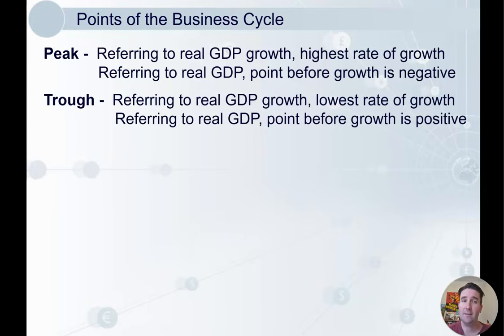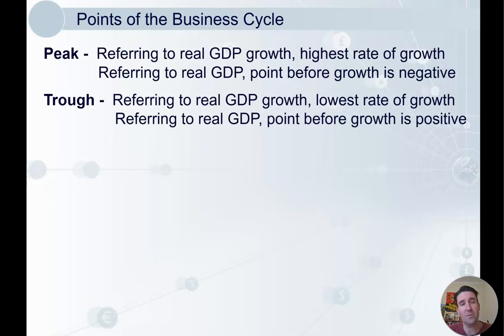A peak, like I said, we've got the two different models, so they show slightly different things. If we're looking at the real GDP growth business cycle, the peak is the highest rate of growth, right? And then if we're just looking at GDP, the peak will be any point before growth is negative. It's kind of easier to see this on the diagram, so we'll look at them very shortly, but we'll need to have all these in our notes.